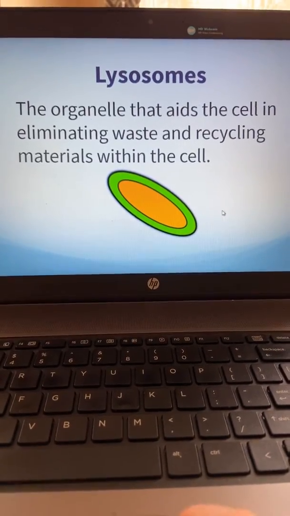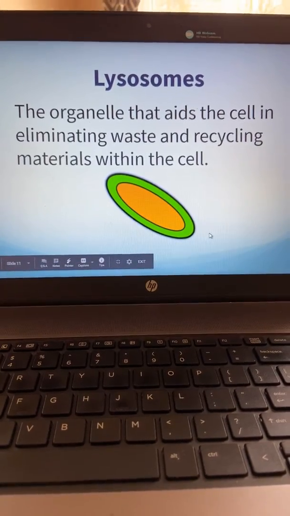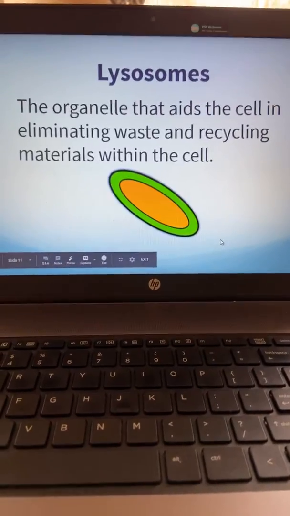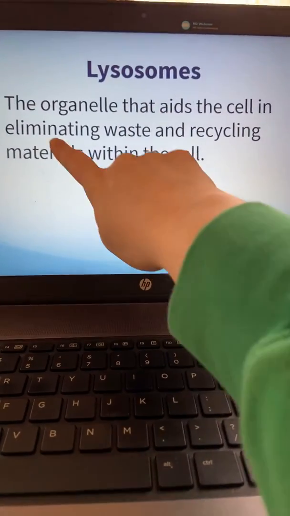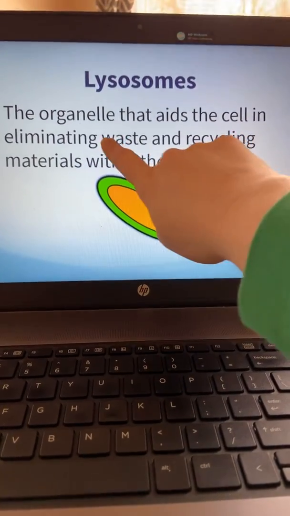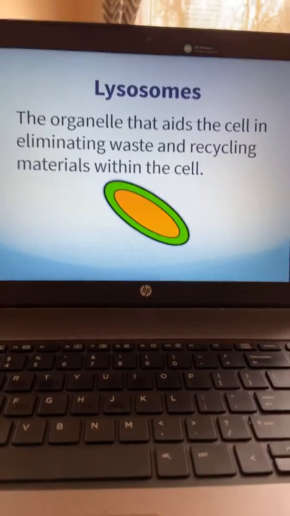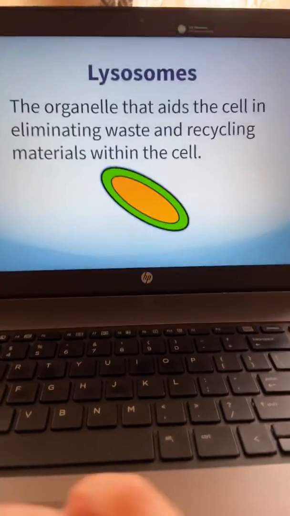Lysosomes are the organelle that aids the cell in eliminating waste and recycling materials within the cell. Lyso kind of sounds like Lysol wipes, and it eliminates 99% of germs, like eliminating waste. So it eliminates waste and recycles materials.